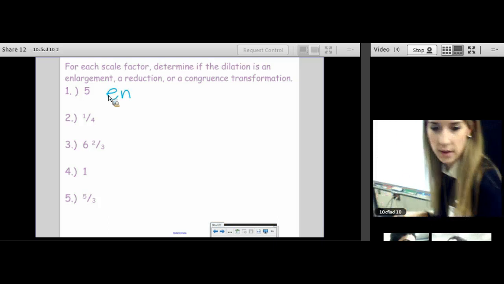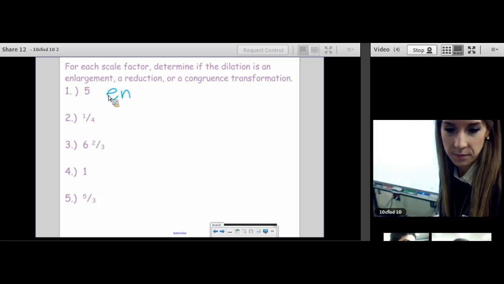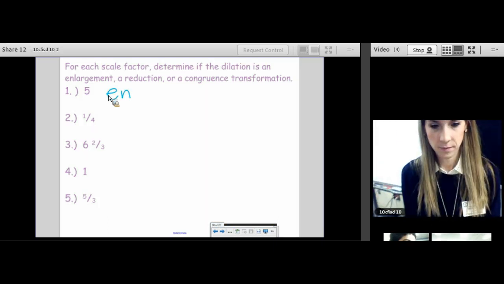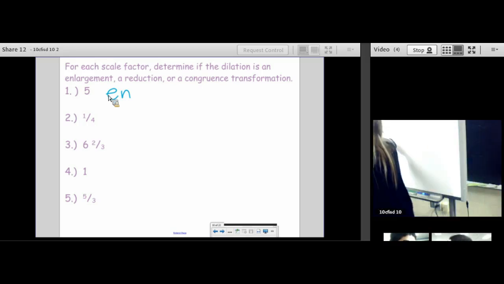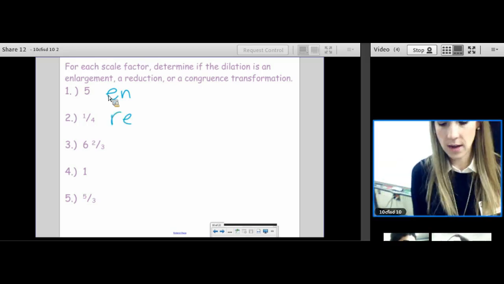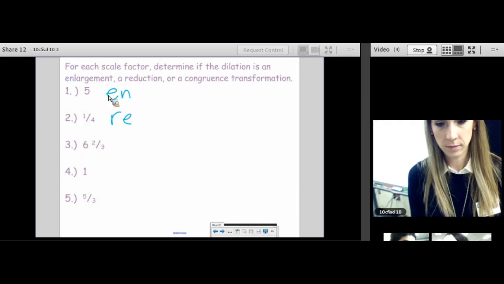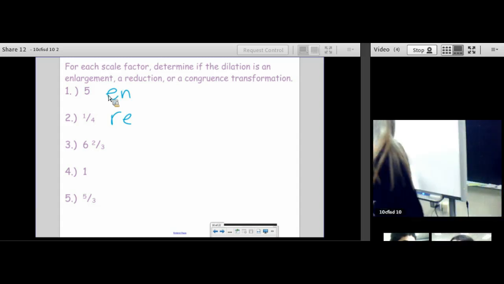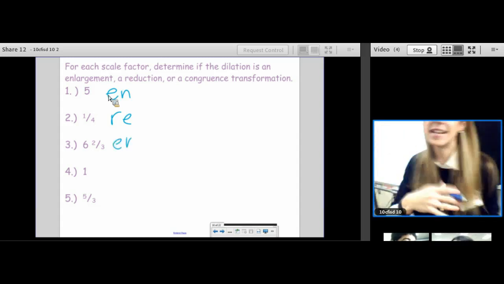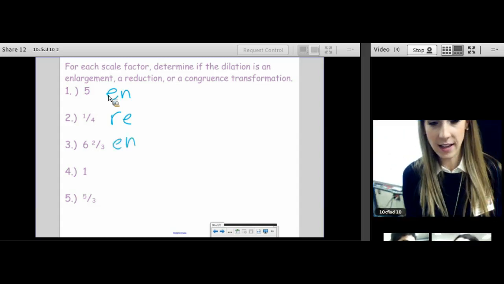Let's just abbreviate. Adriel, number 2. Reduction, thank you. Johan, number 3. Yeah. Don't get fooled by the 2/3. It's 6 and 2/3. Araceli, number 4.